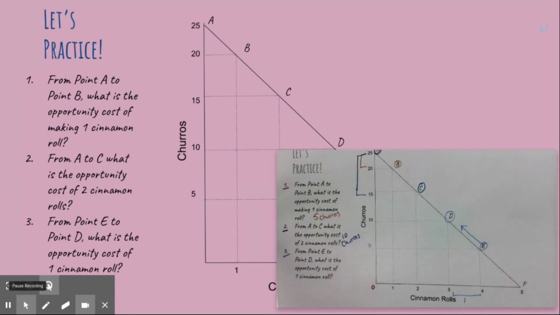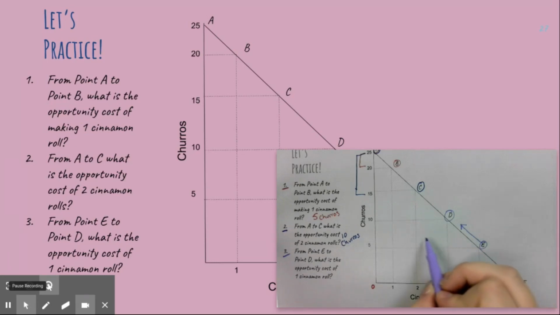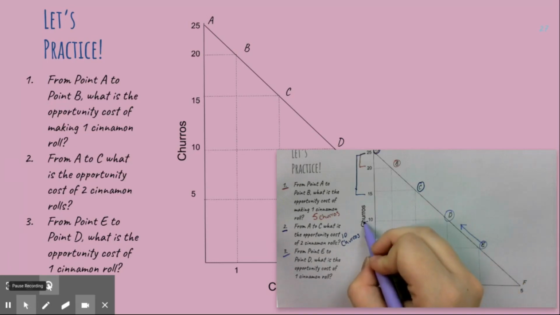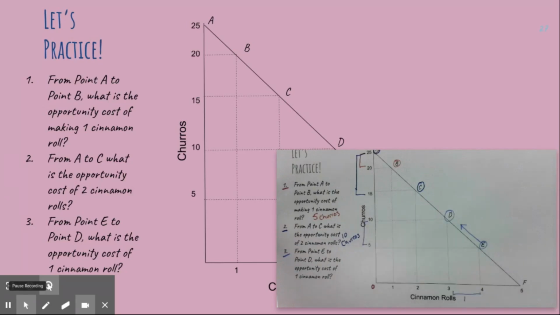So how many churros did we gain by taking away this 1 cinnamon roll? The opportunity cost is we lost 1 cinnamon roll. What is the opportunity cost of that 1 cinnamon roll? How many churros? We go over here. What's the difference between 10 and 5? 10 minus 5 is 5 churros.